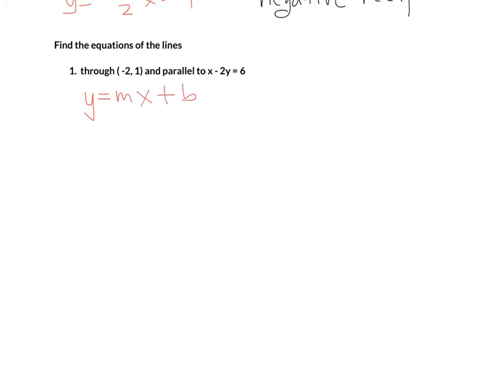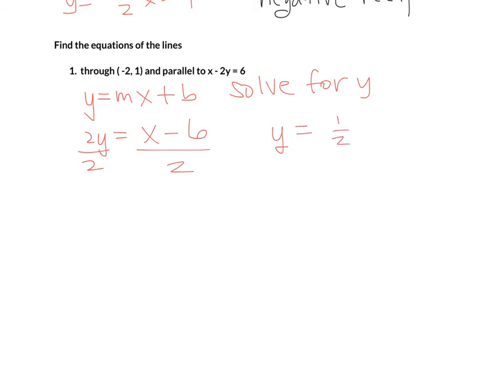So to do that, we are going to solve for y. Let's add 2y to both sides and subtract 6. So we get 2y equals x minus 6. And then divide both sides by 2. That's going to leave us with y equals 1/2 x minus 3. Okay, so this is the line that we want our equation of the line to be parallel to.